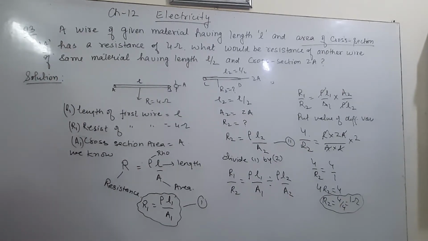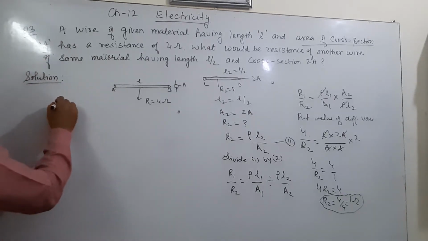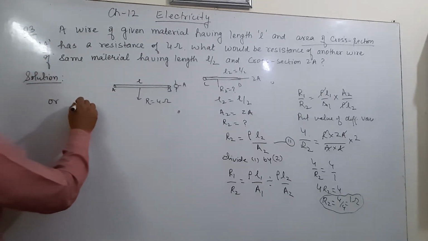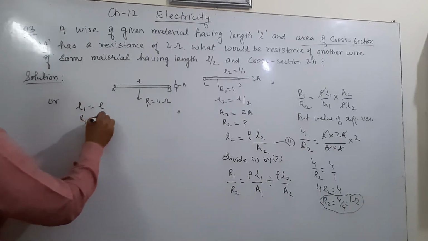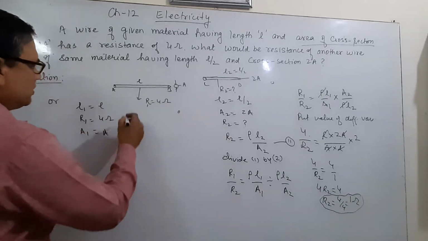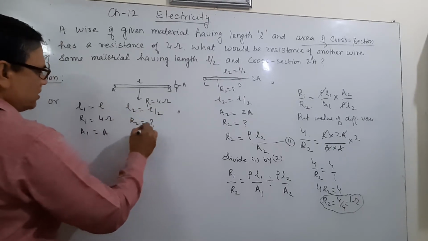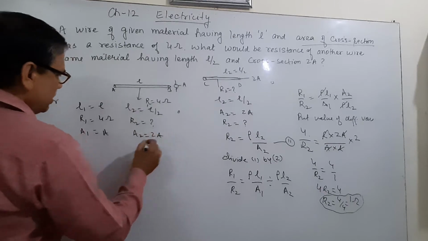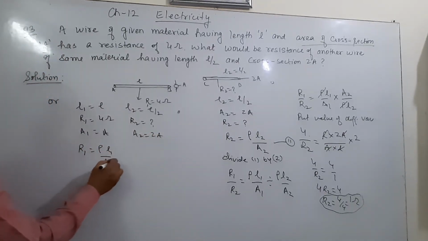Now we can also solve by another method. Is it clear? Here is another method. L1 is equal to L, R1 is equal to 4, and A1 is equal to A. Similarly, L2 is equal to L by 2, R2 is the question mark, and A2 is equal to 2A. Then R1 is equal to rho L1 upon A1.